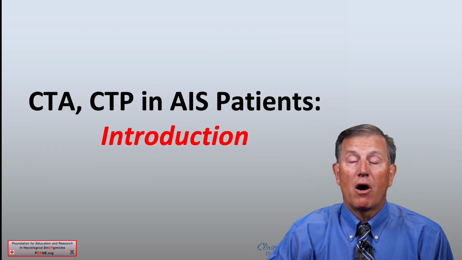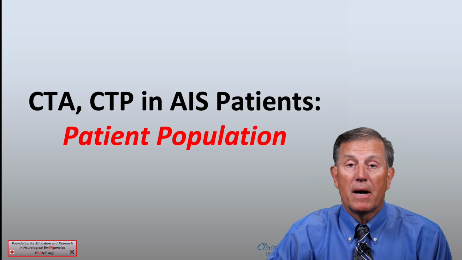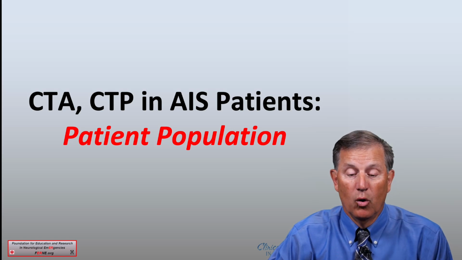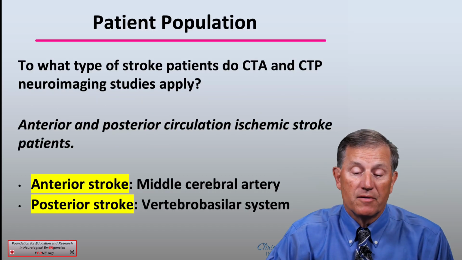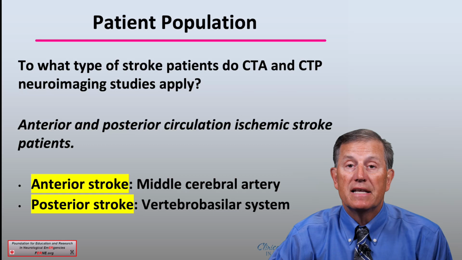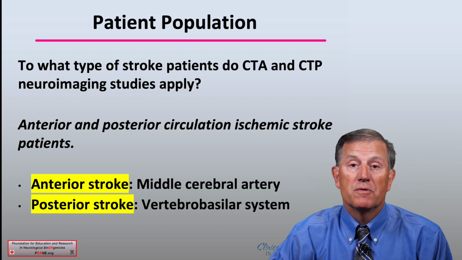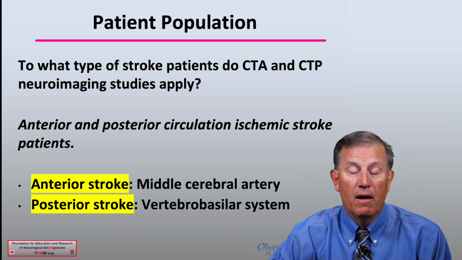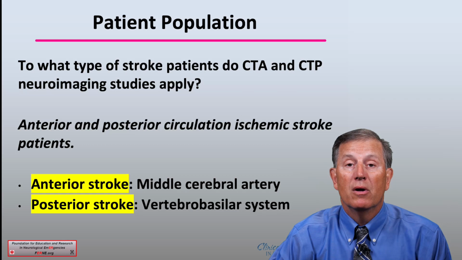An introduction regarding the use of CT studies in stroke patients. Who is the patient population with whom we will be working in the emergency department? First, you'd like to know what types of stroke patients will need these types of testing. In fact, it is patients with both anterior and posterior circulation ischemic stroke symptoms. Those with anterior stroke symptoms most commonly involve some abnormality or clot in the middle cerebral artery, and those with posterior stroke symptoms will involve some problem with the vertebral basilar system.